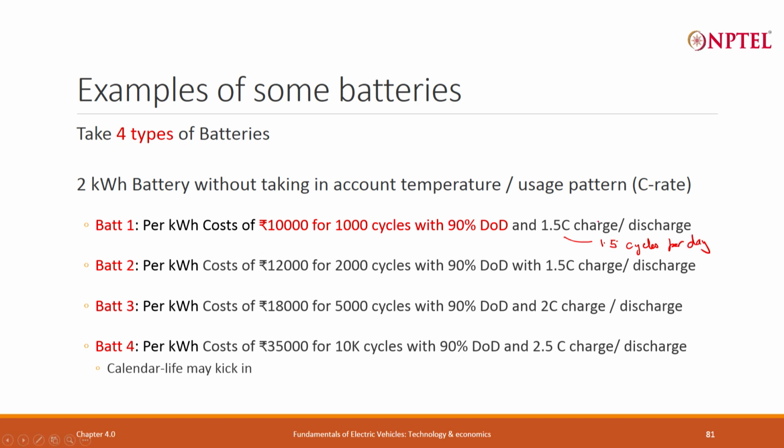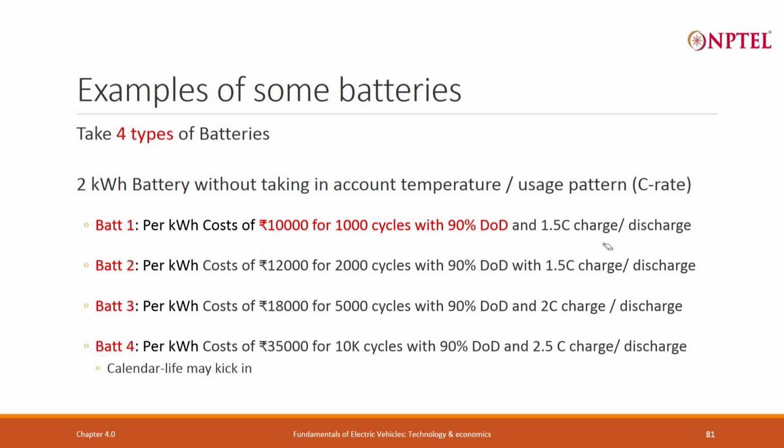Because this is not right, I think it is not a C rate, it is 1.5 cycles per day. As far as I remember, I should not have written that. Sorry, it is not. Battery 1 is given as such: if you charge-discharge at 1.5 C rate and 90% DOD, you will get 1000 cycles. So, what I have written is right.